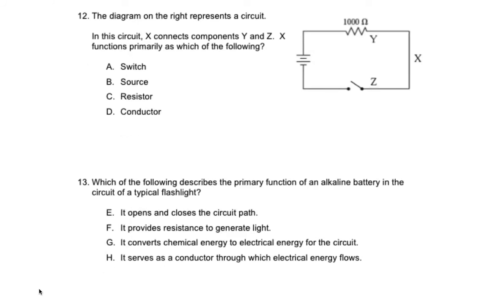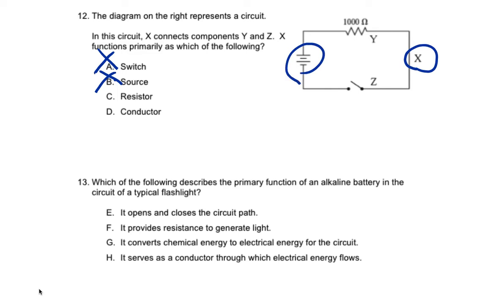This question says the diagram on the right represents a circuit. In this circuit, X connects components Y and Z. X functions primarily as which of the following? So we can eliminate some. X is not the switch. That's Z. It's not the source. That's the battery, which doesn't even have a letter.